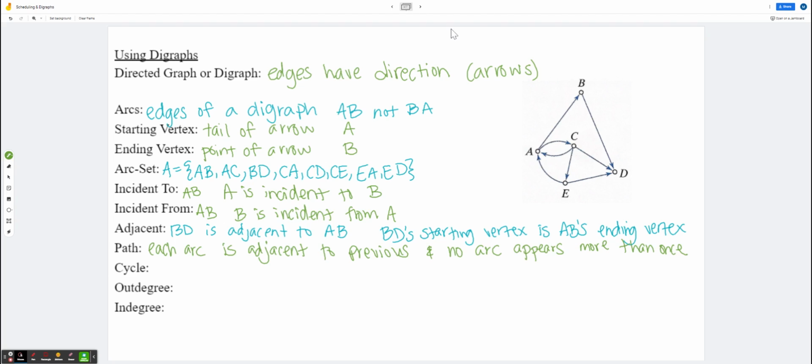If we repeat arcs, then at some point we have created a cycle. A cycle is like a circuit. You are starting and ending at the same vertex and moving the correct direction along each arc. So A, C, E, A would be a cycle.